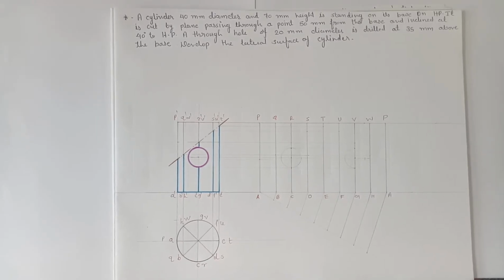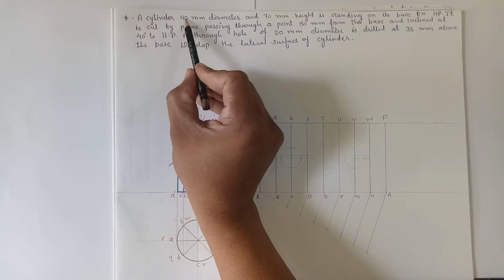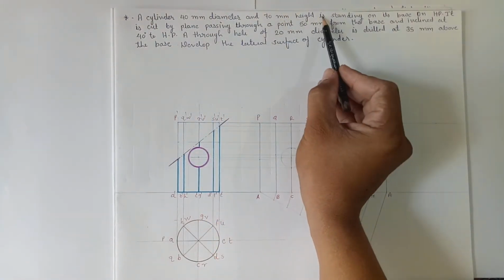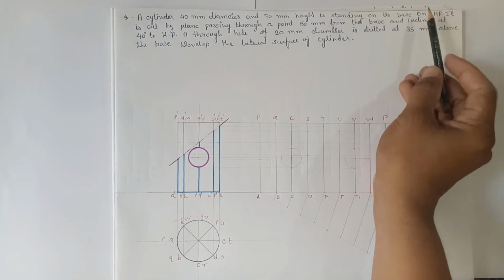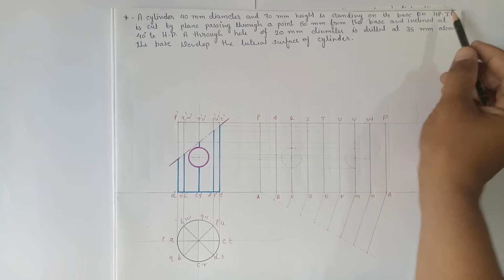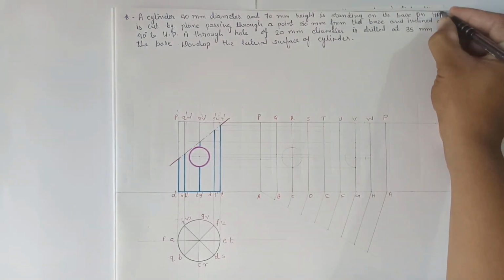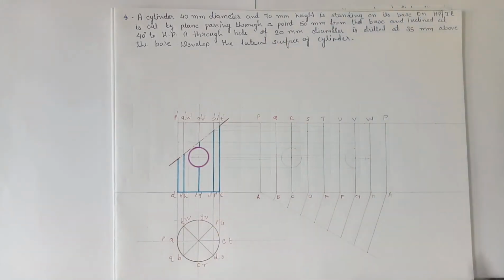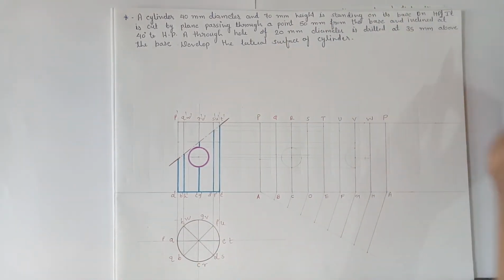Now let us do one another example of a cylinder. A cylinder 40 mm diameter and 70 mm height is standing on its base on HP. Let us complete the plan, elevation and the basic surface development of this cylinder. Up to this point, let us draw the plan and elevation of the cylinder and the basic surface development, that means without taking the section.